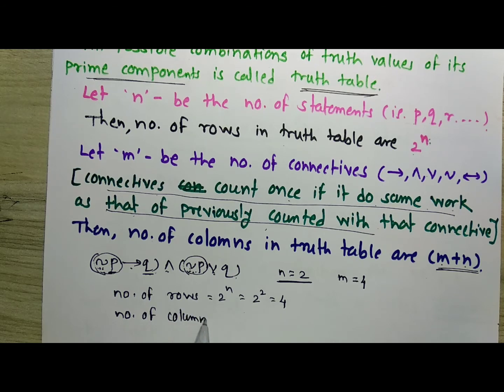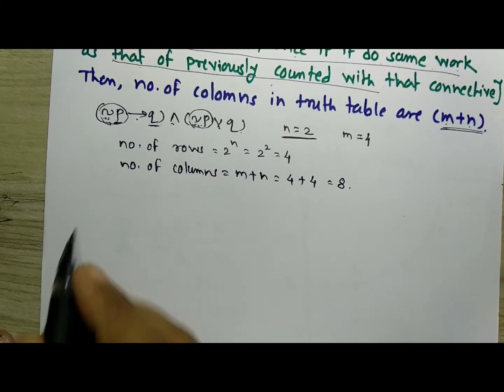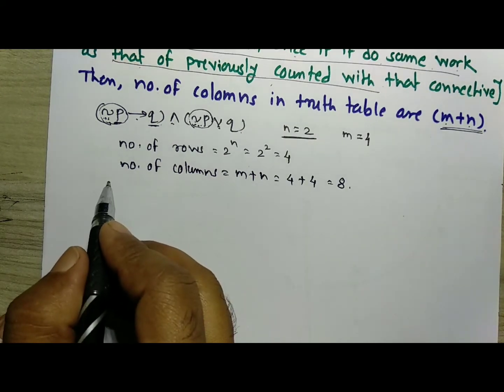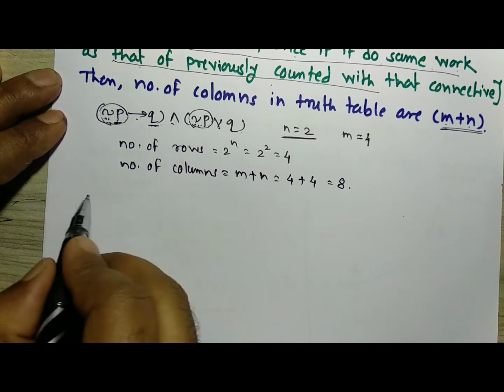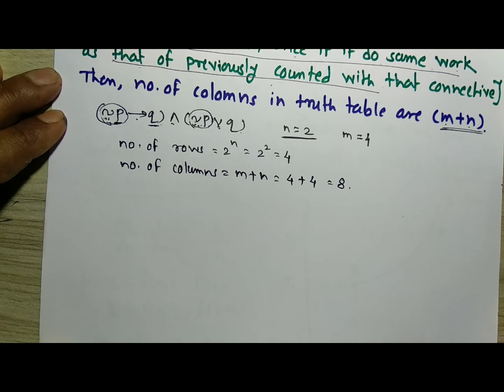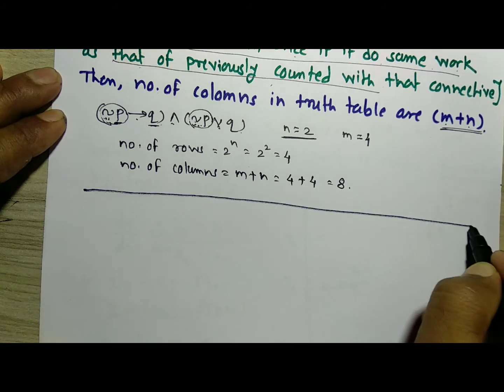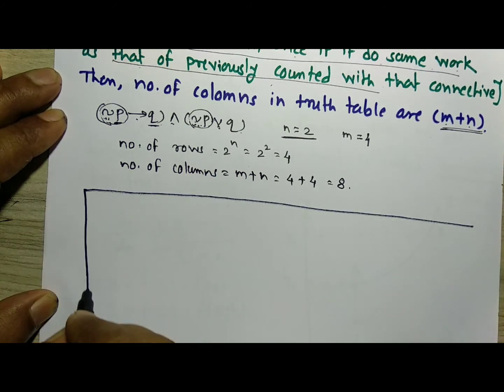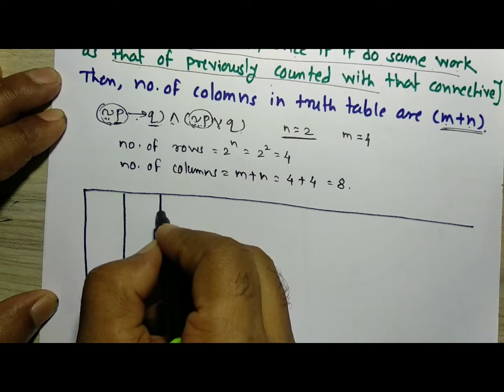Therefore the number of columns is equal to m plus n. That means m is 4 and n is 4, so 8 columns. Now we go to the truth table of this statement pattern, and how to get the different possibilities of truth values for the prime components. First of all, we draw the truth table, which consists of 8 columns. The first column is for P, the second column is for Q.